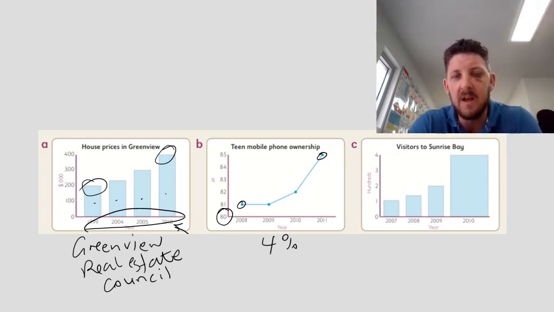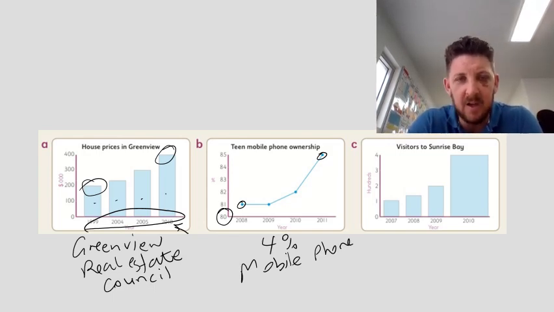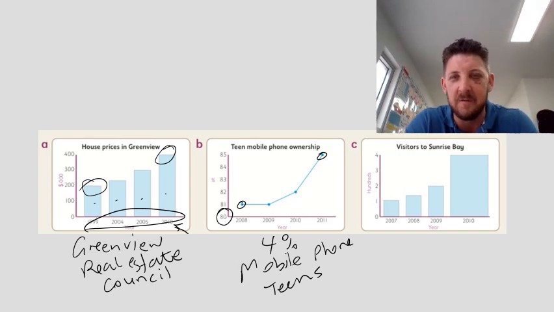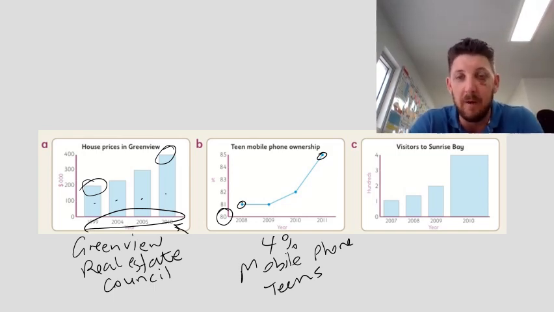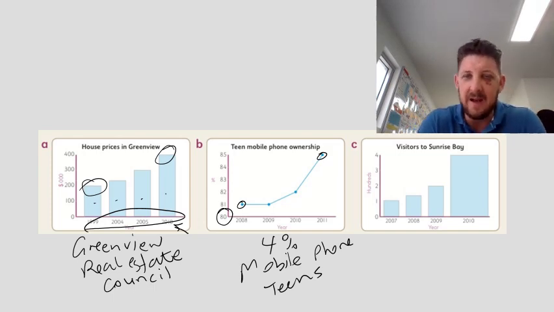Who do you think is funding this? I reckon it must be the mobile phone companies, because the mobile phone companies want every young person, teen in particular, to go, I need a mobile phone. Everybody's getting one. The other one that person it could be is the teens. They might also be showing this sort of graph to try and convince mum or dad that they need a mobile phone.